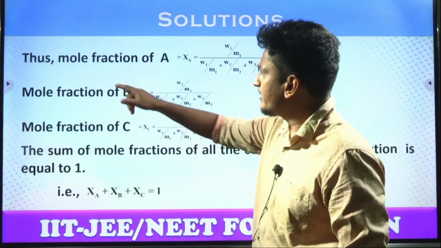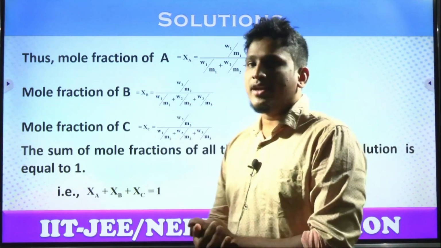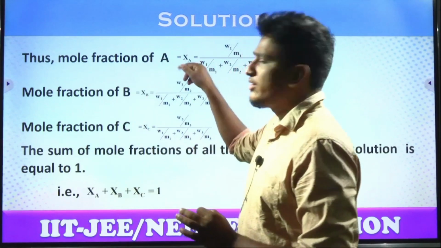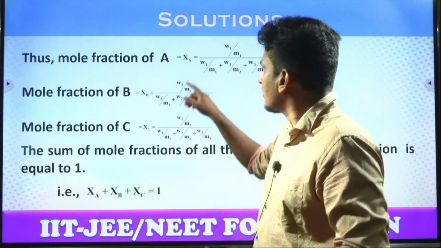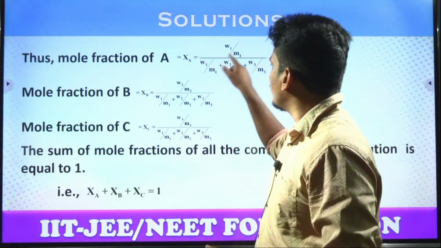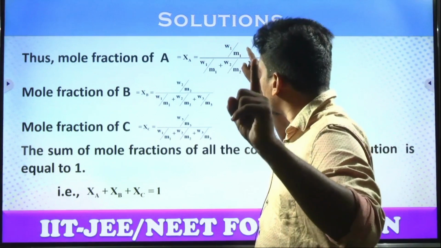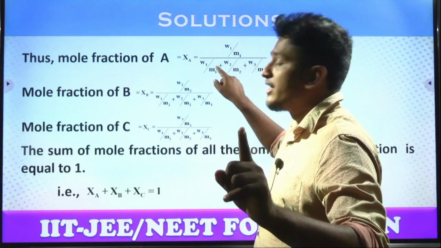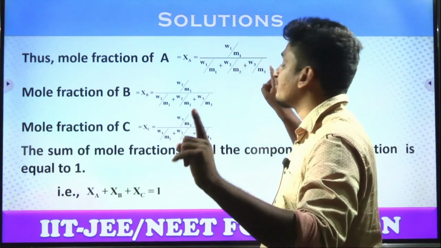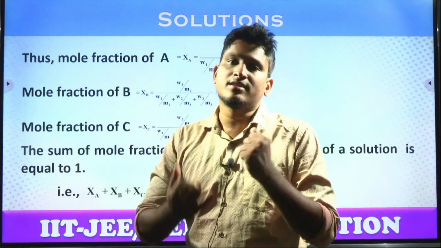Look here. The mole fraction of A is indicated by chi, a Greek letter, but it almost looks like X, so we write it as X. So XA indicates the mole fraction of A. What is this expression? Number of moles of A divided by number of moles of A plus number of moles of B plus number of moles of C. That's how we can find the mole fraction. This is one way of expressing the concentration.